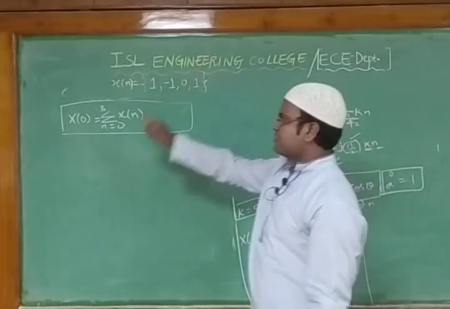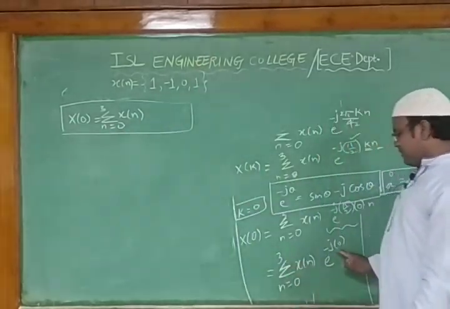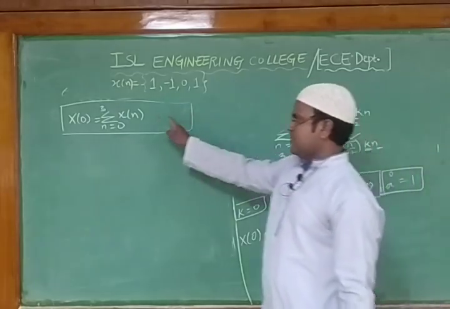So students, we got x of 0. Since it's e power 0, we can write it as 1. So that is as it is. So we got the first number.